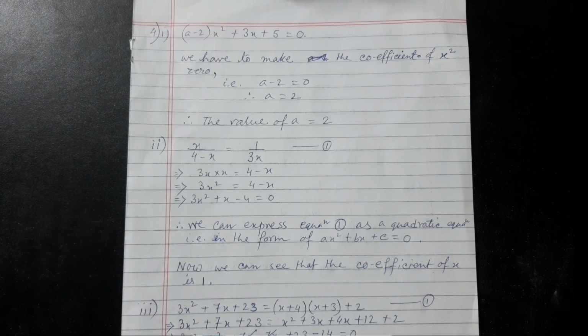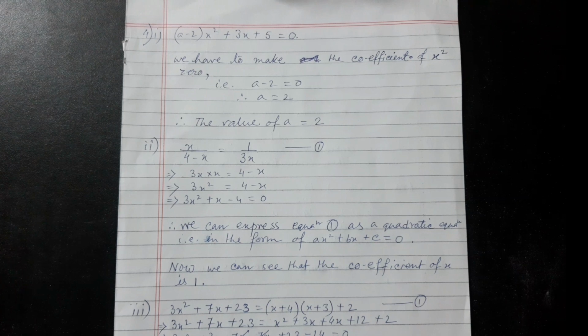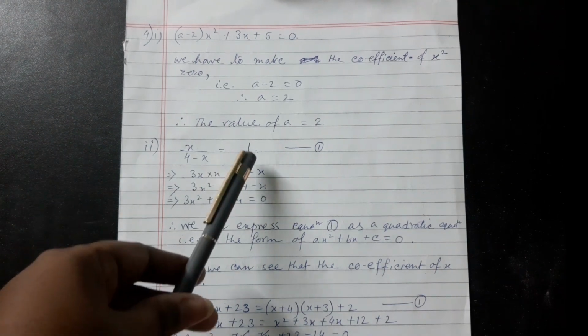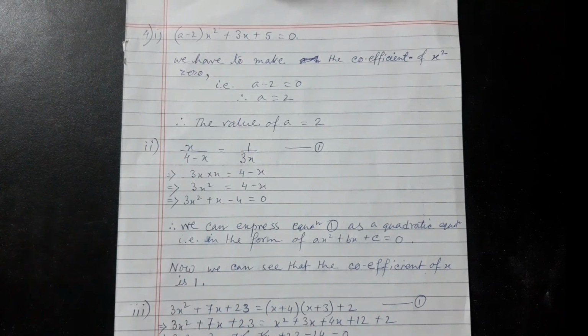If x divided by 4 minus x equal to 1 by 3x, where x not equal to 0, x not equal to 4, is expressed in the form of ax square plus bx plus c equal to 0, where a not equal to 0, then let us determine the coefficient of x. So, what we have to do? We have to change this equation into a quadratic equation. For doing this, first we have to perform cross multiplication.